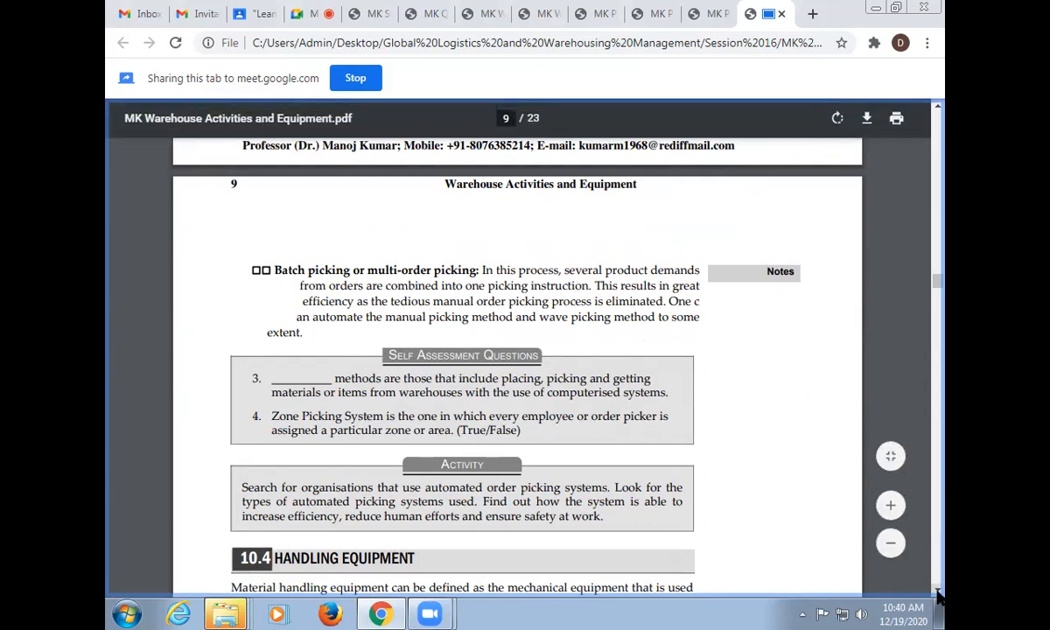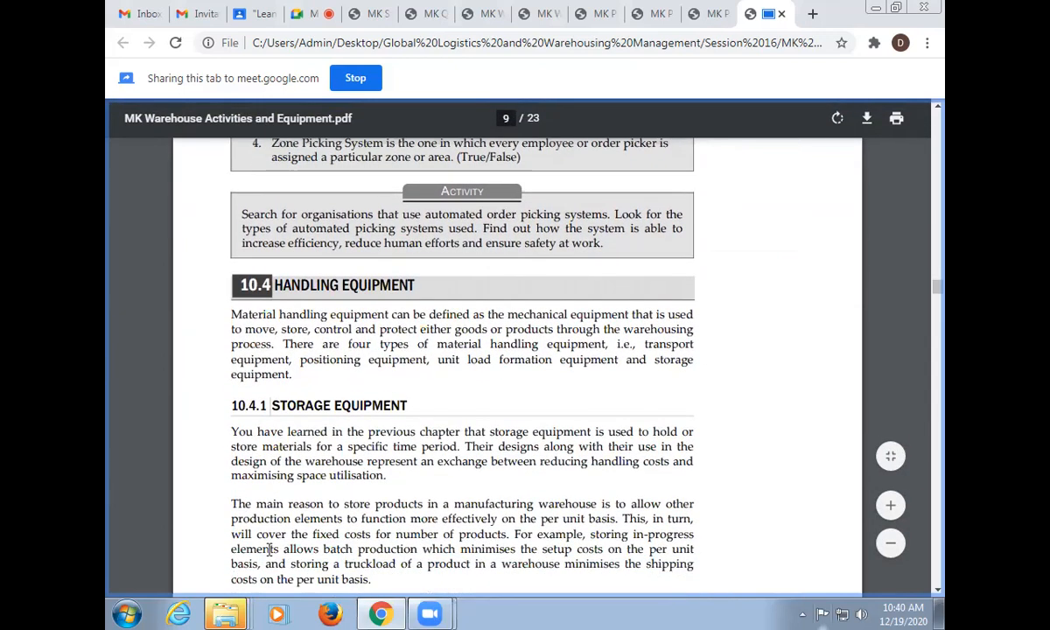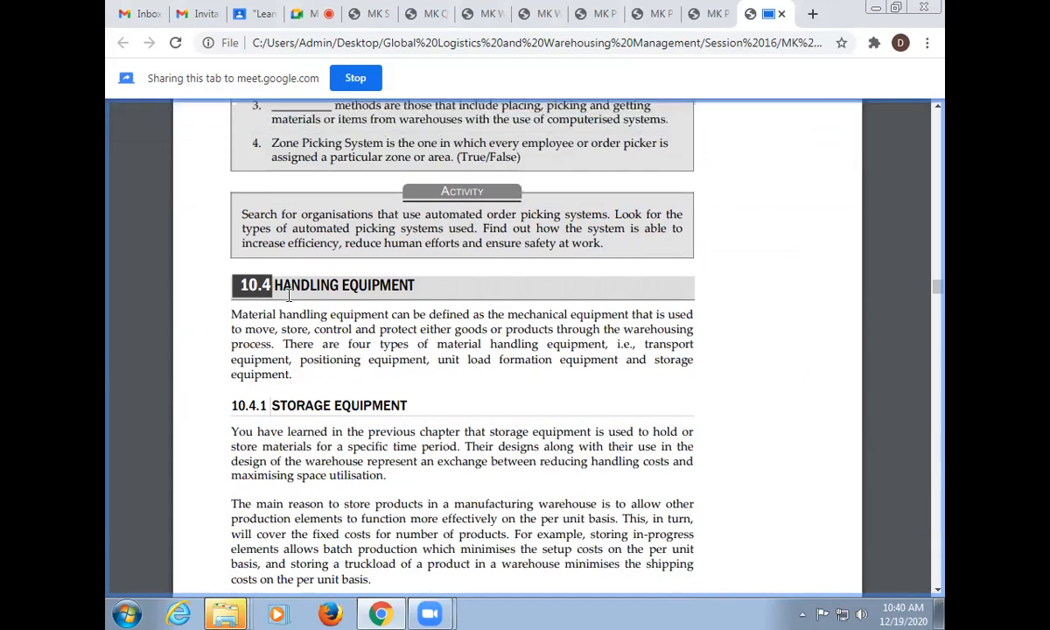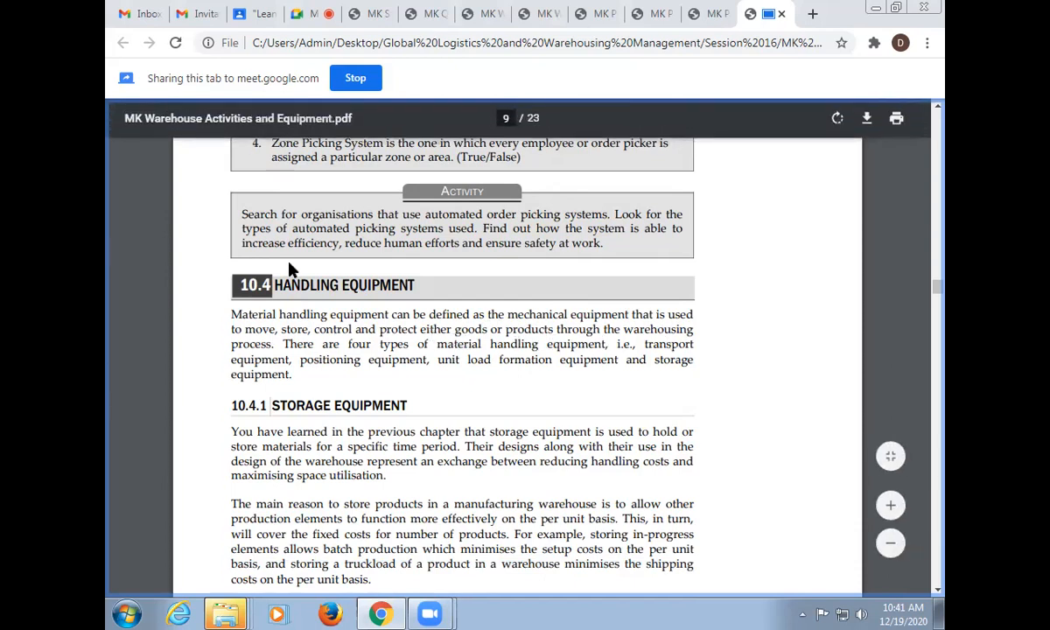And the handling equipment. Different material handling equipment that is also used in warehouses are discussed here in the context of warehouses. What are the different material handling equipment used? Material handling equipment can be defined as the mechanical equipment that is used to move, store, control, and protect either goods or products through the warehousing process.